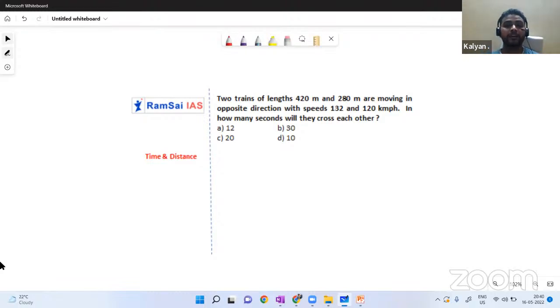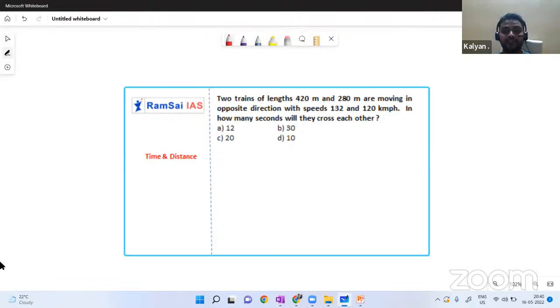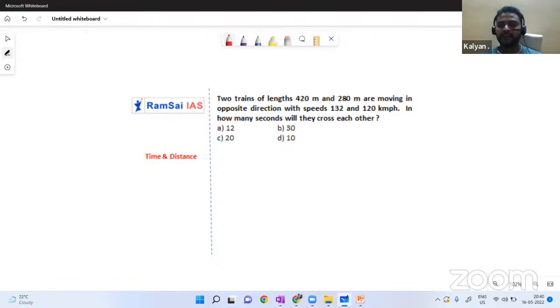Done. Time up. So two trains of lengths 420 and 280. Immediately you can find the distance here. What is the distance when they are crossing each other? 420 plus 280. You can add them directly. No need to wait. 700 meters is the distance they are going to cover. And they are moving in opposite directions, so speeds will be S1 plus S2. Yes or no? 132 plus 120, 252. Speed equals 252.